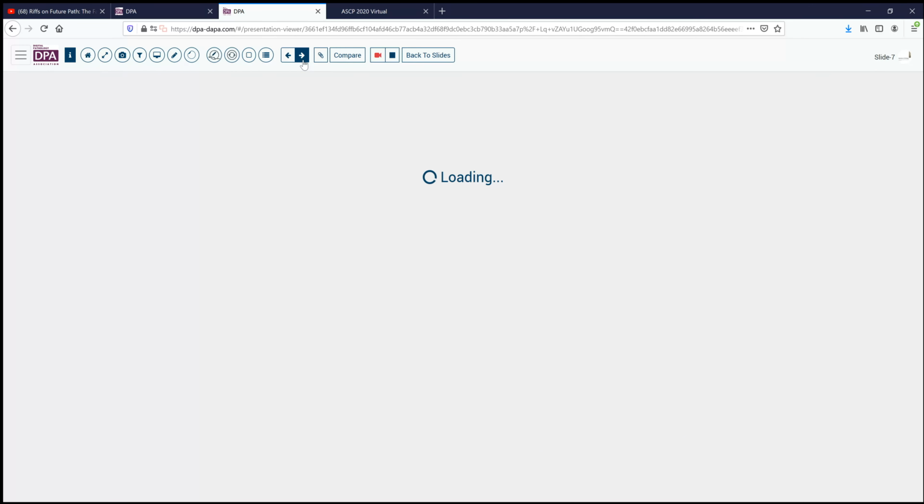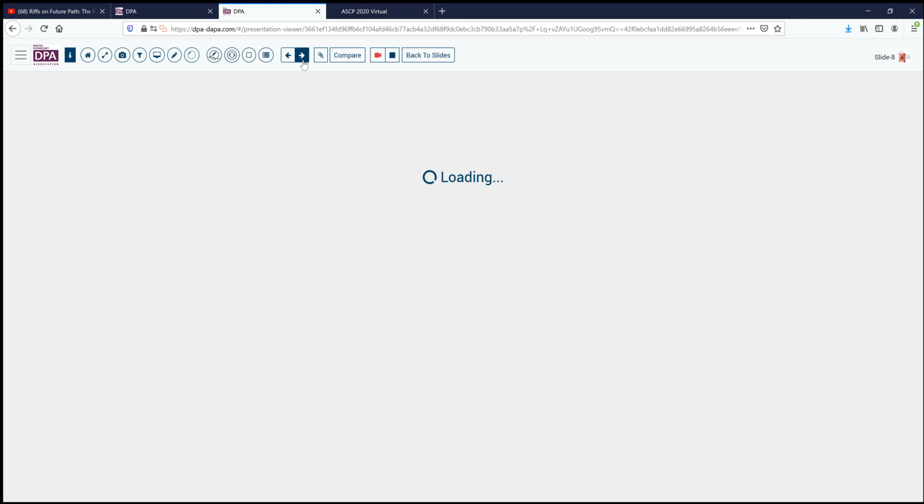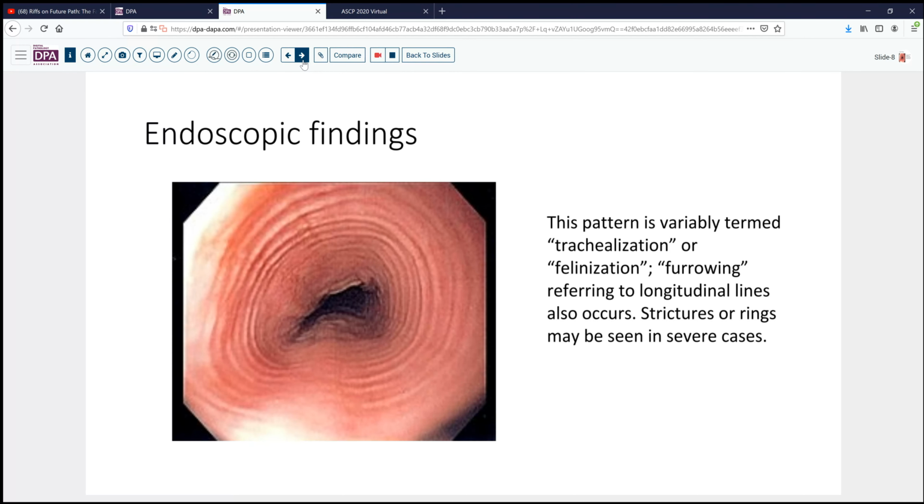Our cases today come from the realm of GI pathology, and we're going to talk specifically about a young 12-year-old patient who's experiencing difficulty swallowing and has had recently a change in their dietary use of supplements due to some changes in their athletic program. So on endoscopy, the gastroenterologist noted this peculiar appearance of the esophagus.